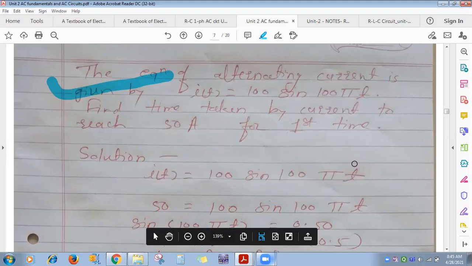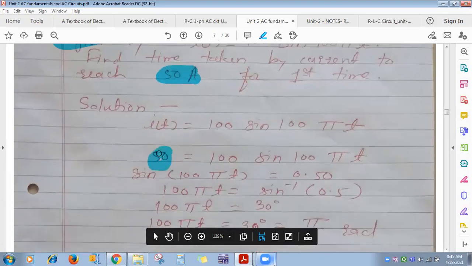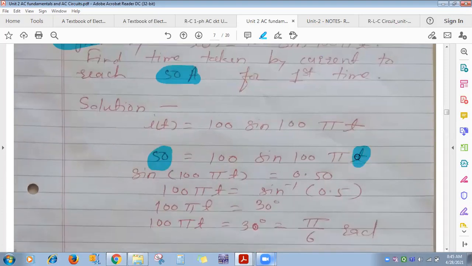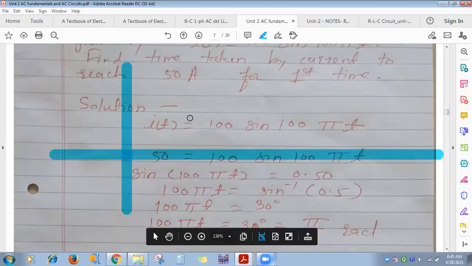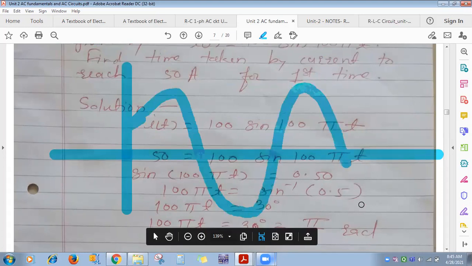So for such a waveform, 50 ampere means an instantaneous value is given, and you get asked to find the time, or in reverse, the time is given and you find the instantaneous value. Sometimes a waveform is given to you like this, having some positive value at the origin, and you must find the time when its first positive peak occurs.